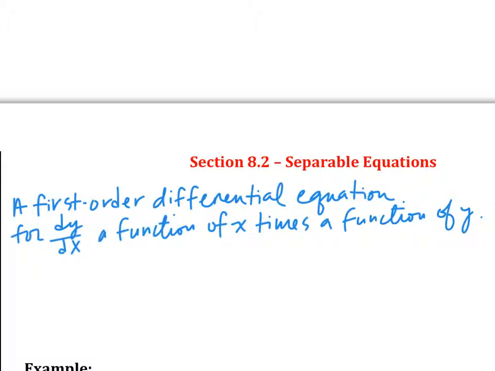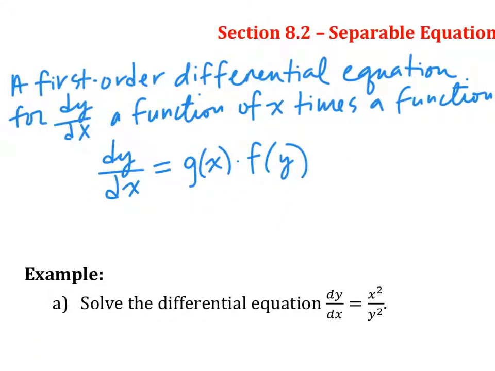For example, dy/dx, so this is the first order differential equation, and we want to be able to solve it, then one of the functions has to be in terms of x, the other function has to be in terms of y, and they are multiplied together. Now, if you want to solve this, what you want to do is separate the equation. This is called a separable equation because we're going to solve it by separating the variables. So we're going to move all the y's on one side and all the x's on the other side.